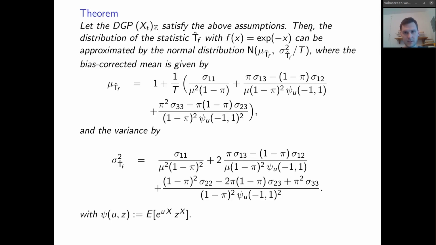For different functions, you might need the parametric bootstrap. Let this theorem, let the data generating process satisfy the above assumptions, then the distribution of the statistic can be approximated by normal distributions. I haven't posted here the sigma_ij's because they have a lot of terms, involving the generating function psi and its derivatives. Psi_u is the derivative in the direction of u, and the autocorrelation function.